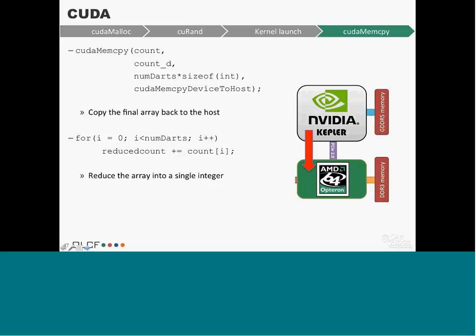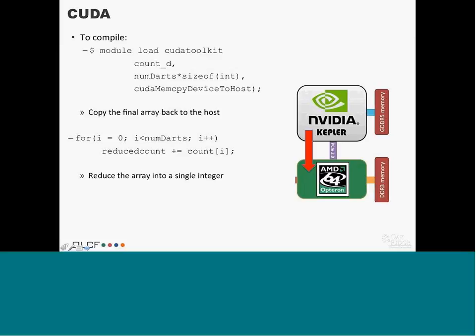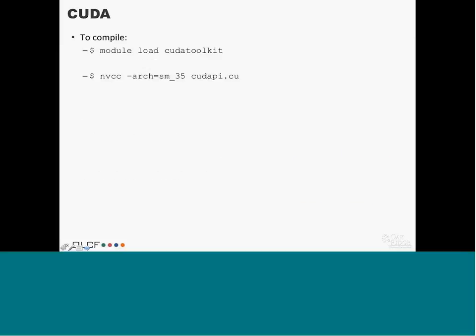And finally we have a reduction to sum it all up. Then we use that value, the reduced count, in our estimate. CUDA code is very simple. The NVCC compiler is available with the CUDA SDK. You first have to load the CUDA toolkit on Titan and just use NVCC to compile instead of your standard CC. There are flags available to target specific types of NVIDIA GPUs, though they're not always necessary.